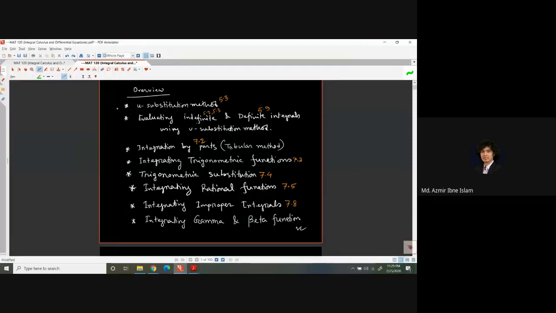So by the time we have discussed the U substitution method and how it works in evaluating indefinite integrals and definite integrals, we are ready to go forward, because we are going to start some complicated parts here. First of all, we are going to focus on integration by parts. Besides this, we will learn another technique called the tabular method, and it will be a speedy process. So let's learn what integration by parts is.